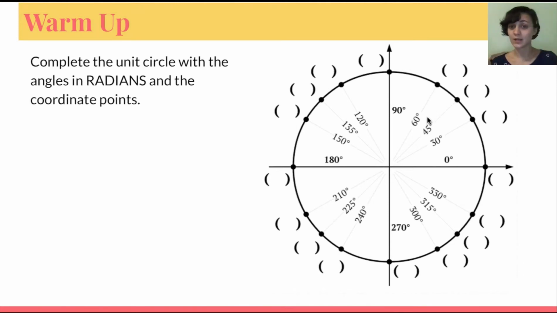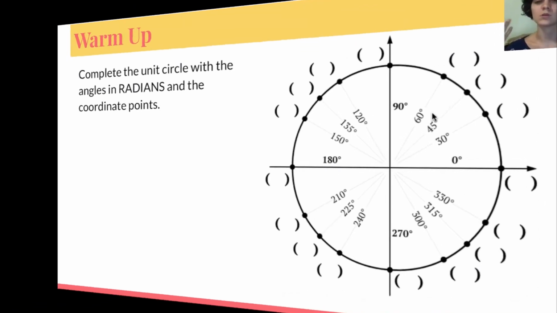There are degree angles in there though. I was kind of nice and I gave you the angles in degrees. I want you to complete the unit circle with the angles in radians. So find all the radian angles, and then also find the coordinates. So this one might take you a little longer. I really want you to reach back into the depths of your memory and remember your unit circle.